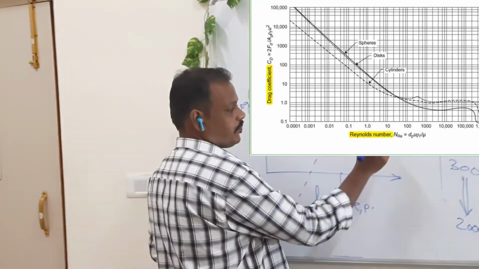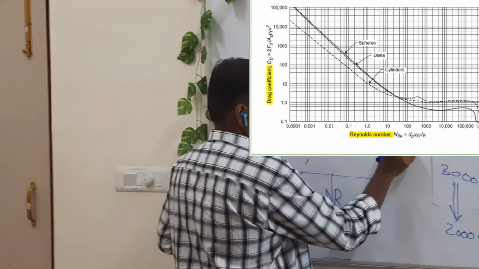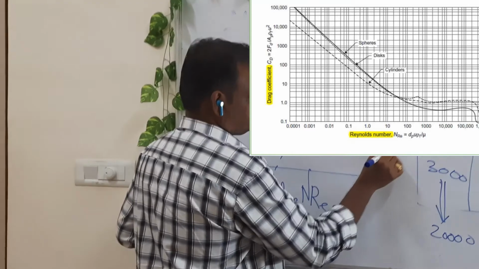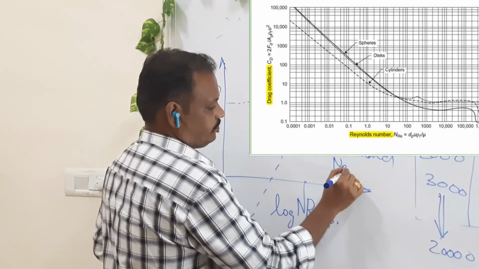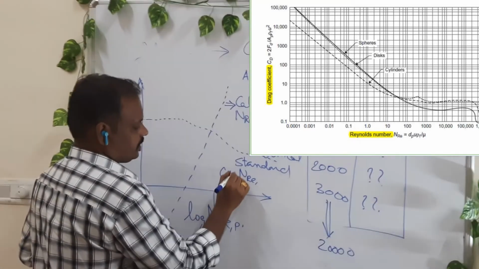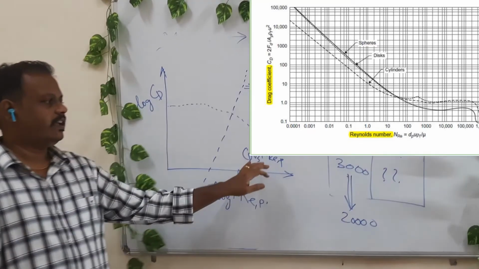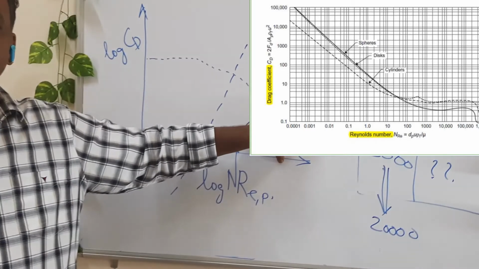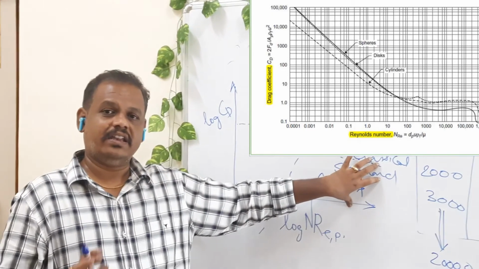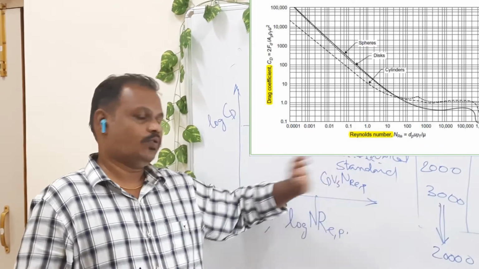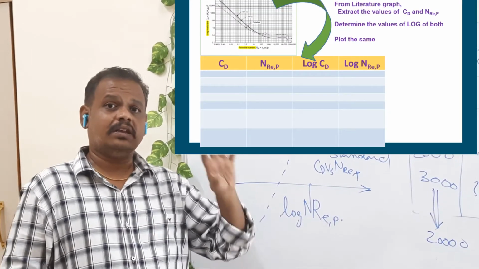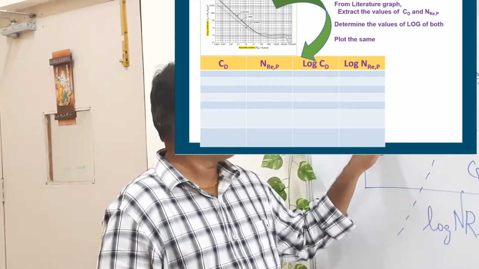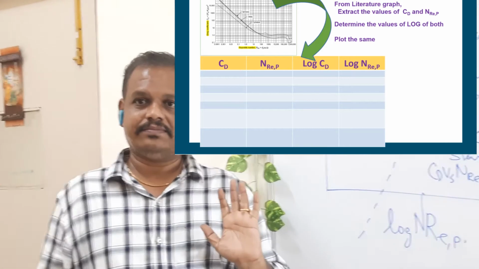So this is from classical literature, the standard graph, the standard CD versus NRE plot. This can be obtained from any web resources or any fluid mechanics textbook. You have to take the log of that standard CD versus NRE data and plot it in the same log graph.